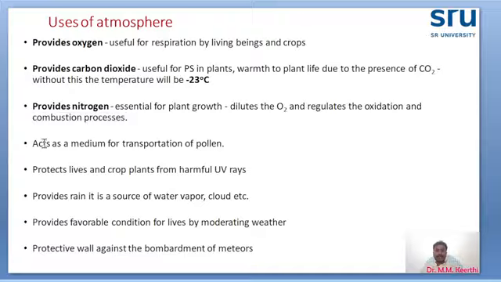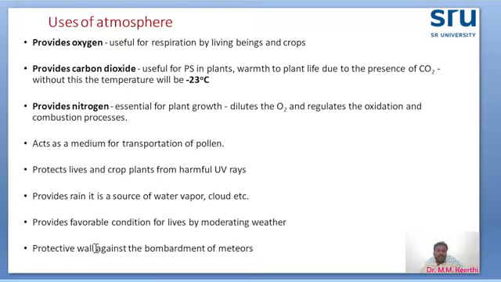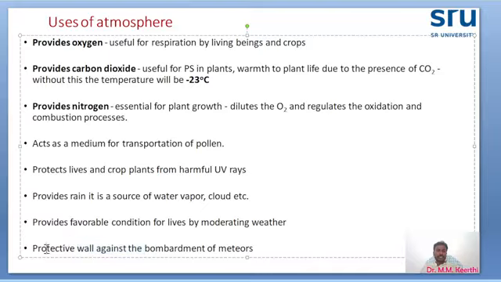And the fourth use: the atmosphere is one of the media for transportation of pollen grains, and it protects all living organisms and crop plants from harmful ultraviolet rays. It provides the rain, because of the atmosphere only rain is provided. It is the source of water vapor and cloud, and because of the atmosphere weather is moderated. It is also a protective wall against the bombardment of meteors.